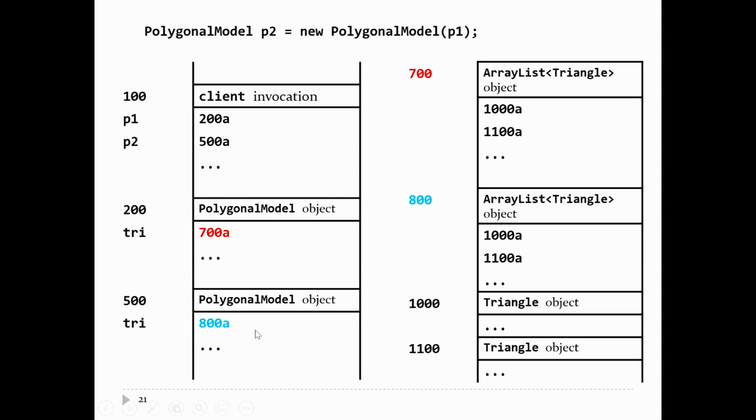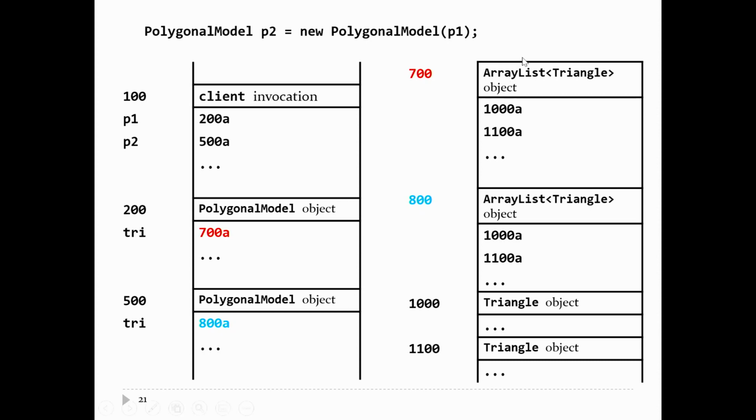Inside the copy constructor, we made a new list. So that reference refers to a different object than that reference. In other words, there's a new list somewhere, and so there's the new list over here. So now you've got 2 polygonal model objects and 2 lists. Each model has its own list. But the stuff inside the list is identical to the stuff that's inside the other list.